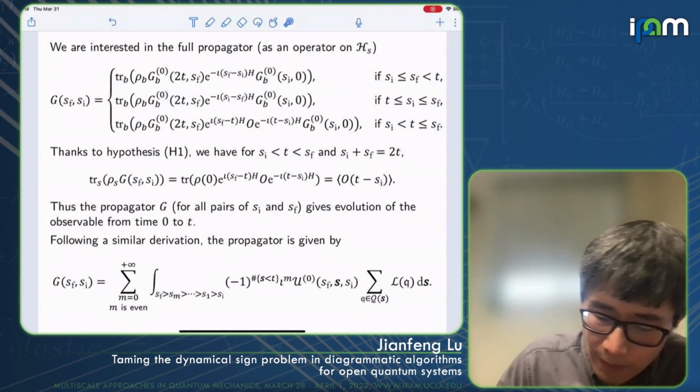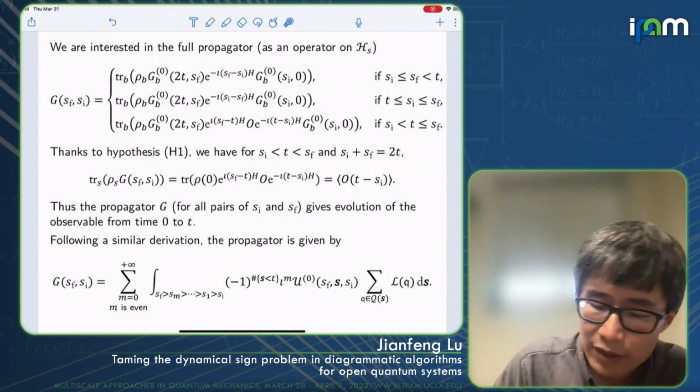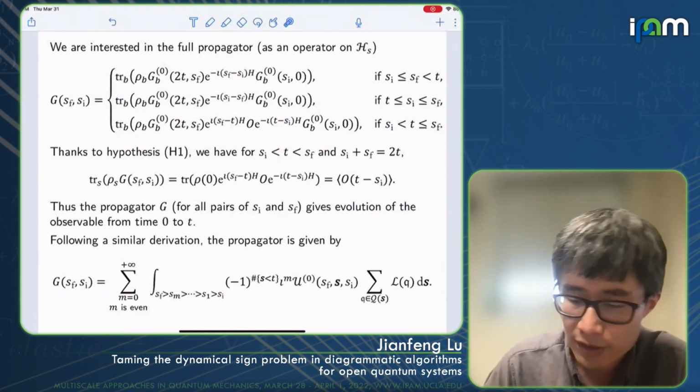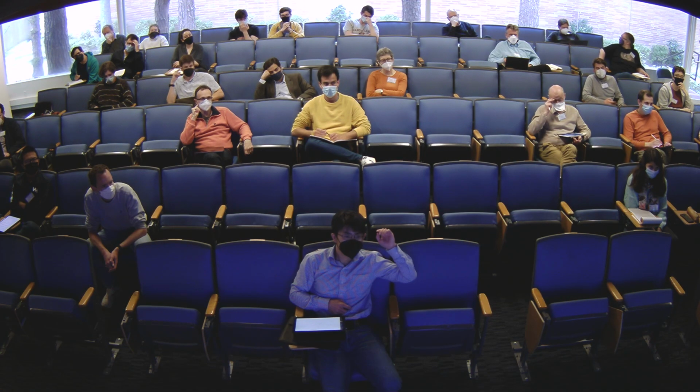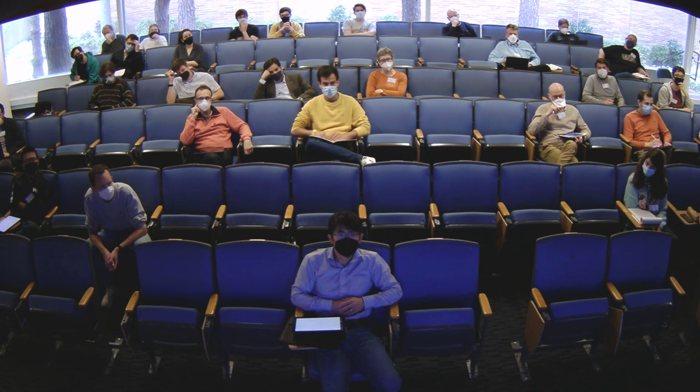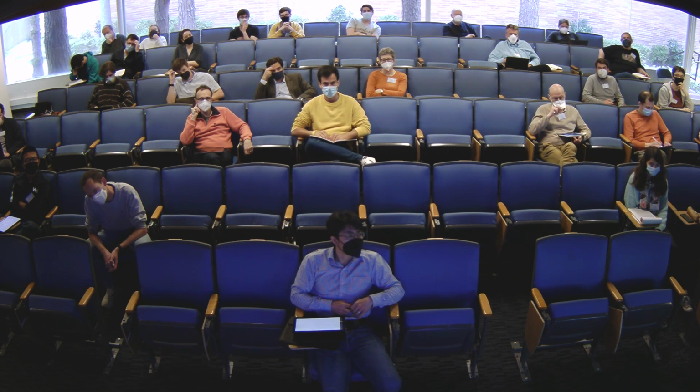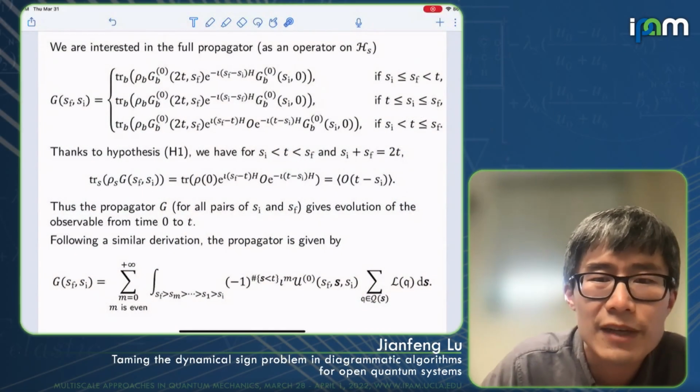Okay, so now, following a very similar derivation as before. Jianfeng, can you hear me? Yes. Quick question: where's W? The W must appear somewhere. The W is in the full propagator, so you need to evolve this using the actual Hamiltonian. This is the actual Hamiltonian, which includes the W. This is just a definition here.